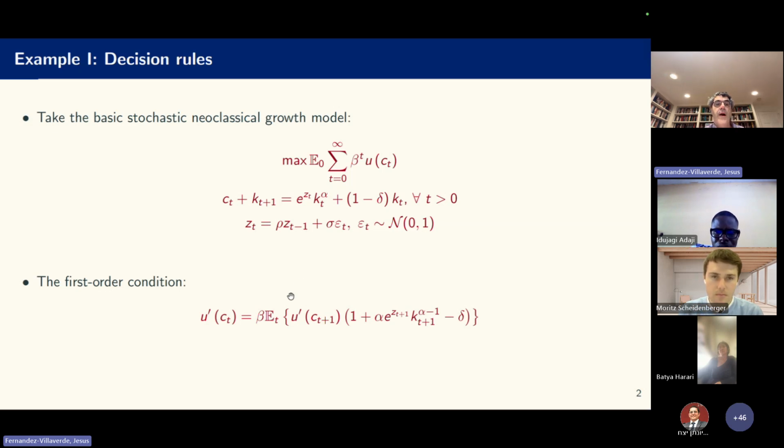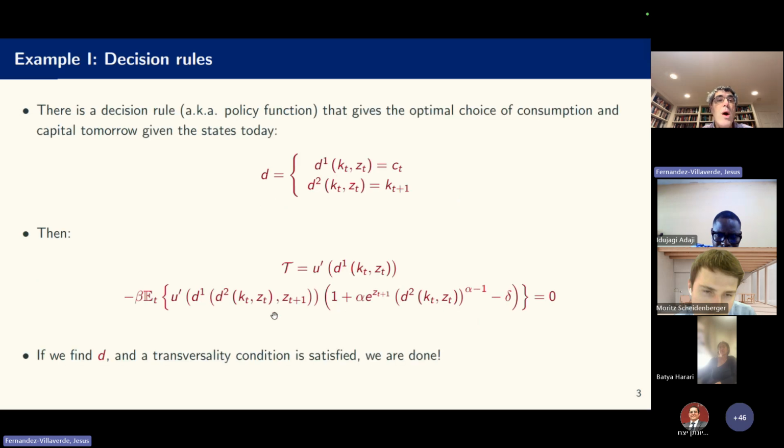It is straightforward to know that this problem is characterized by a first-order condition where the marginal utility of consumption today is equal to the marginal utility of consumption tomorrow times the rate of return on capital, discounted and in expectation. Well, how is this the problem I was telling you before in terms of an operator T?